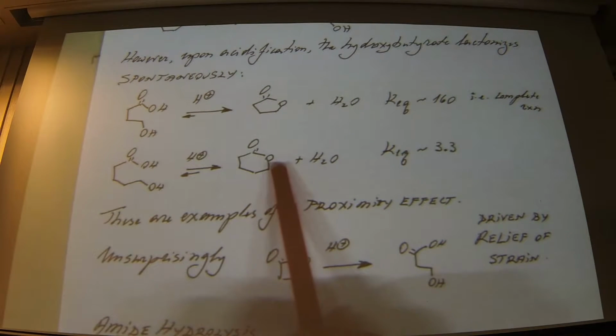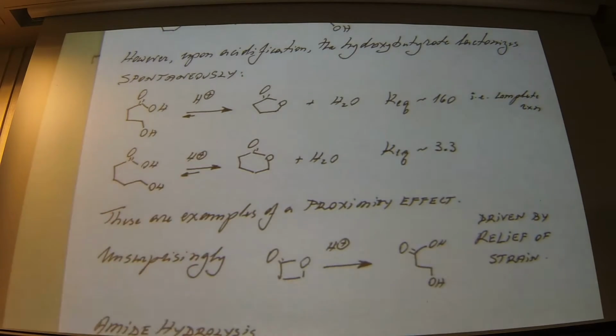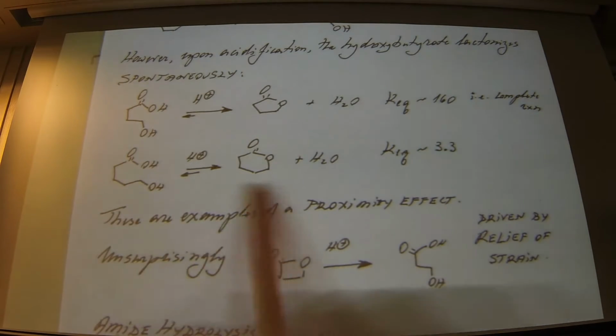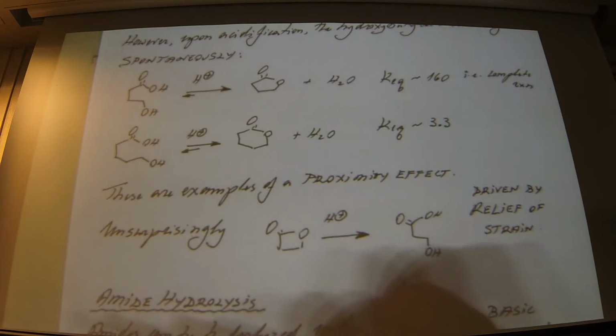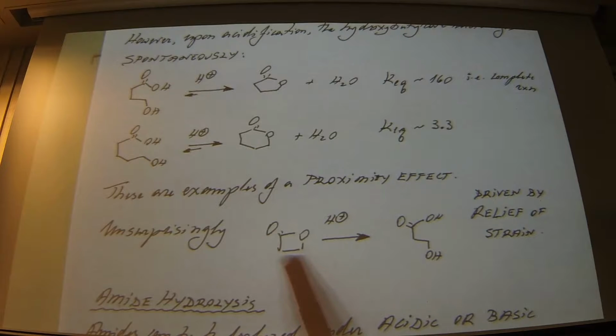6-membered ring, not really, 3.3. So say a 1 to 4, 1 to 3, 1 to 4 ratio. And of course, if I go to a 4-membered ring, there's what? There's strain. And so here, the open chain form is going to be favored. So none of this stuff should surprise you, right?